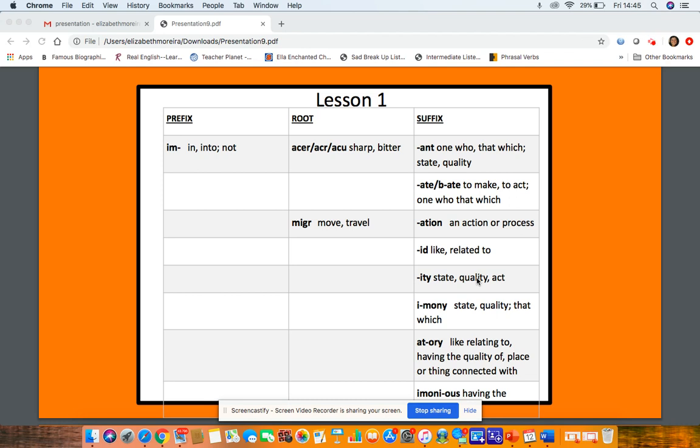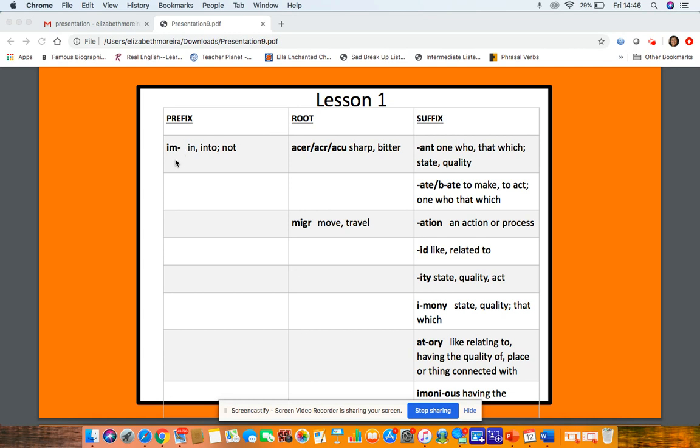Today we are going to learn two Latin root words. The first one has a spelling variation: acer, acr, and acu. They all mean sharp, bitter. The next Latin root word is migr, which means move, travel. We're going to be adding prefixes and suffixes to these two root words.